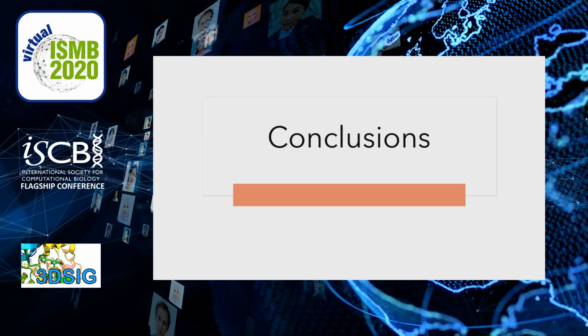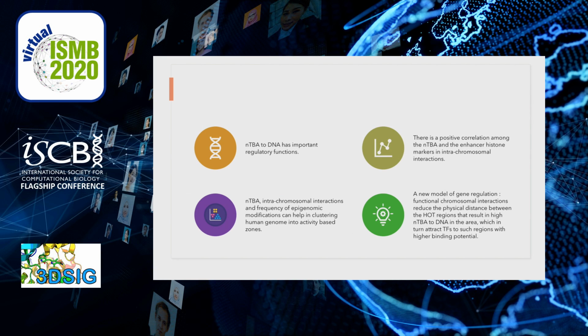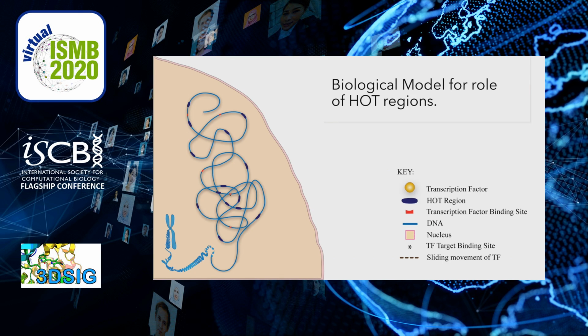Hence, in conclusion, we can say that non-specific transcription factor binding affinity to DNA has important regulatory functions. It also has a positive correlation with regulatory regions like enhancers, hot regions, histone markers, and intrachromosomal interactions. And this positive correlation can be cleverly used to cluster the human genome into 3 zones based on enrichment of these features. And finally, using this information, a new model of gene regulation can be proposed.